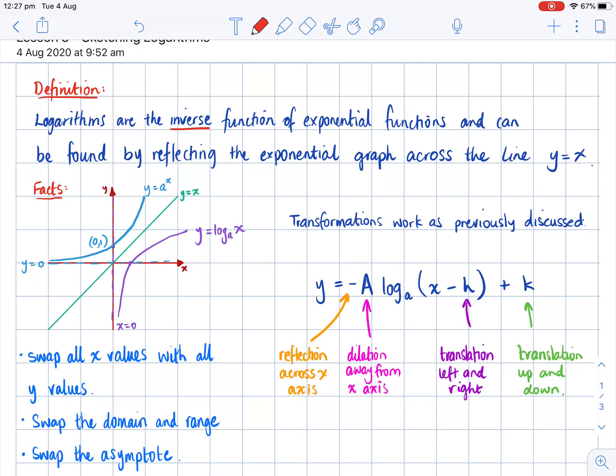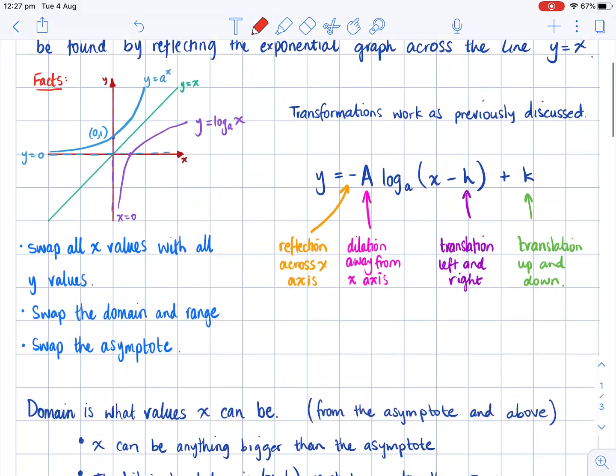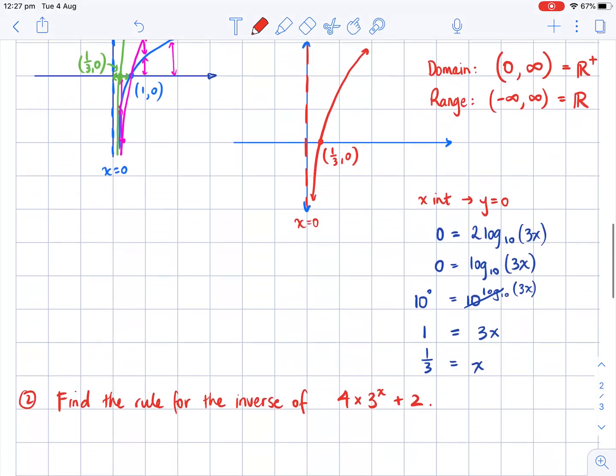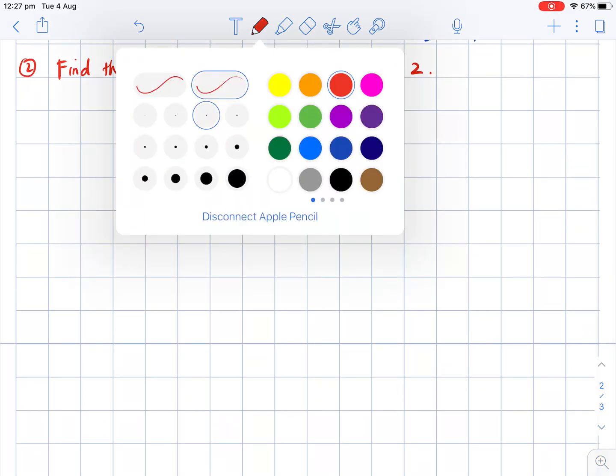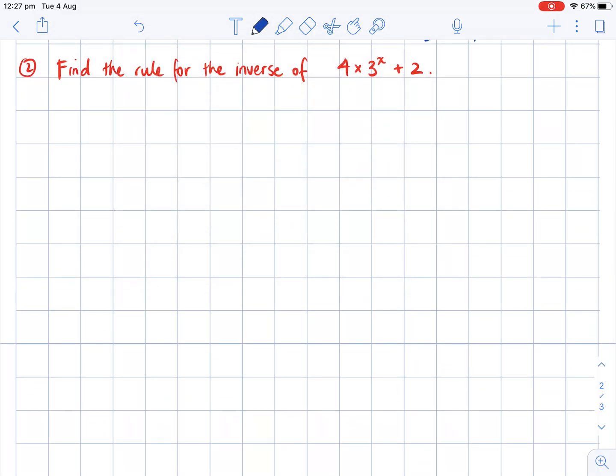And what that means is when I graph them and reflect them across the line y equals x, then I can swap the x and the y values around. So when I want to find the inverse, the easiest way to do this is to simply swap the x and the y values around. So if this equation equals y, I'm going to rewrite it as 4 times 3 to the power of y plus 2 equals x.